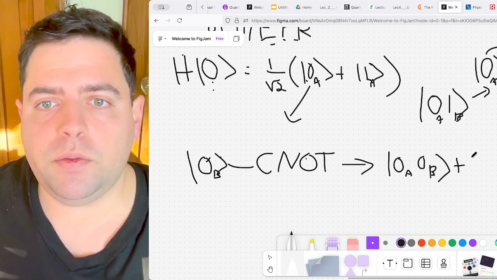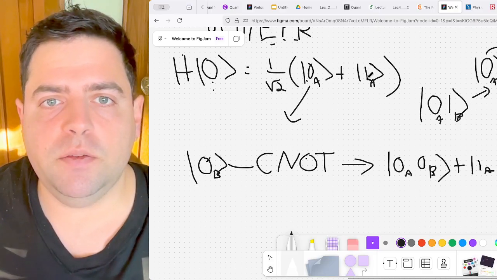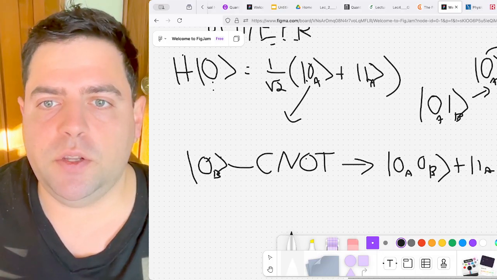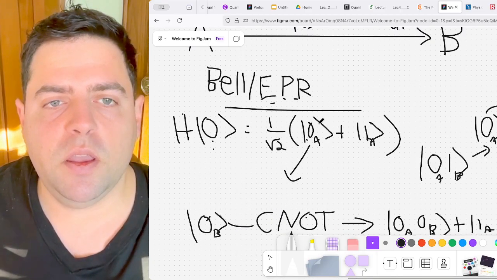Now, Alice's goes through the control bit, as the control bit will do, and then the control bit says, I'm a 1, do your job, NOT gate. And then the 0 does get flipped. So now we have 00 plus 11. This is a Bell state. It's our first Bell state. There are 4 of them total.